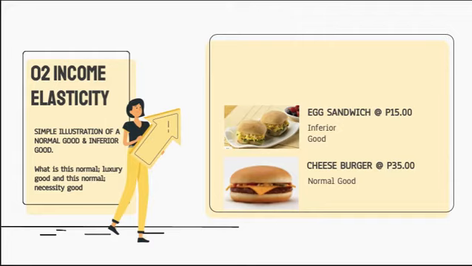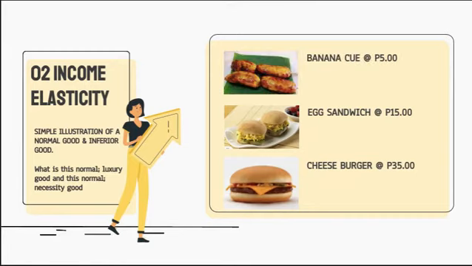Okay, how about this normal luxury good and this normal necessity good? How can we identify them? Let us bring back the option of buying banana cue. Since it doesn't mean that if your income rises, you will now disregard the option of having banana cue as a snack, then the banana cue will be known as the inferior good. Why? Because this is the least option.